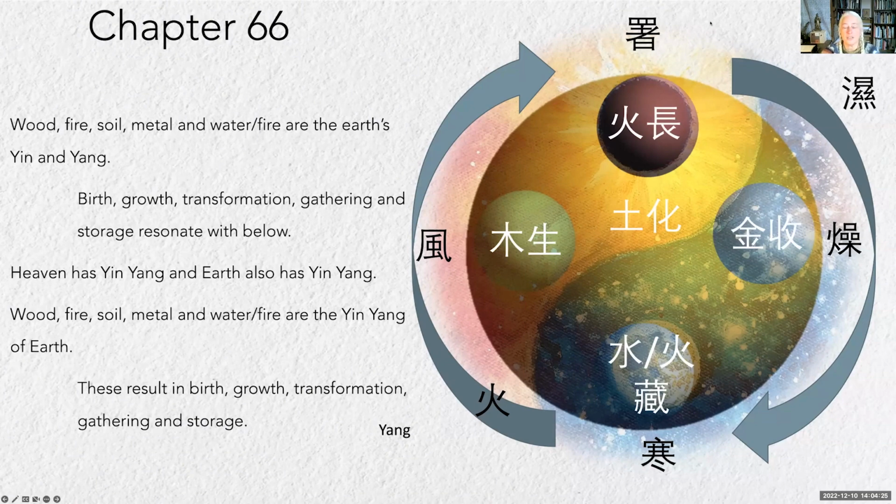So here we have the wood on the left, and Mu is related to birth. We have fire here above. That is related to Zhang, growth. And then metal with Shou, which is gathering. And the water fire down in the north, the water that holds the ministerial fire, is storage.